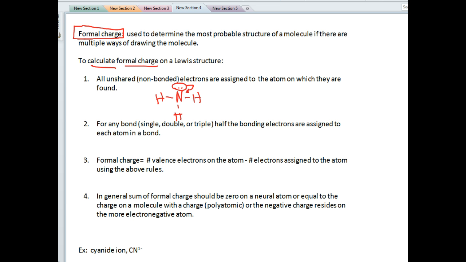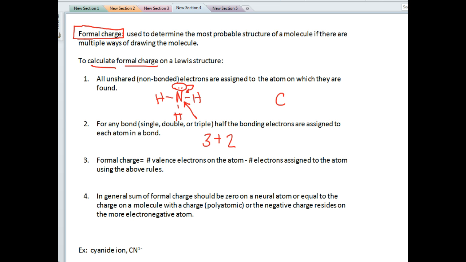The next one: for any bond, a single, double, or triple, half the bonding electrons are assigned to each atom in the bond. So what this means is, I'm going to go back to this ammonia example. If we were going to count bonds on the central nitrogen here, we would count 1 electron from each single bond. So it has 3 electrons assigned to the nitrogen plus the 2 unshared, if that makes sense.